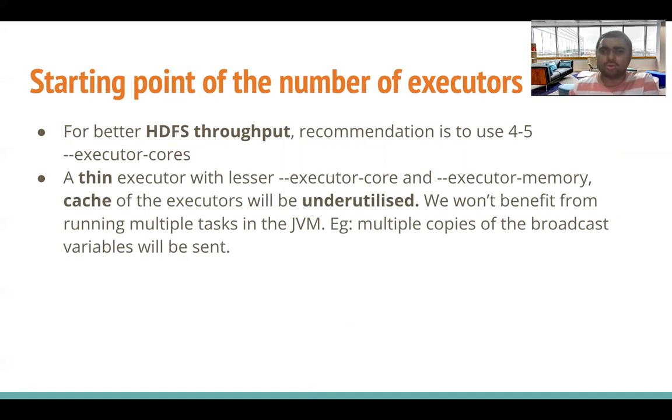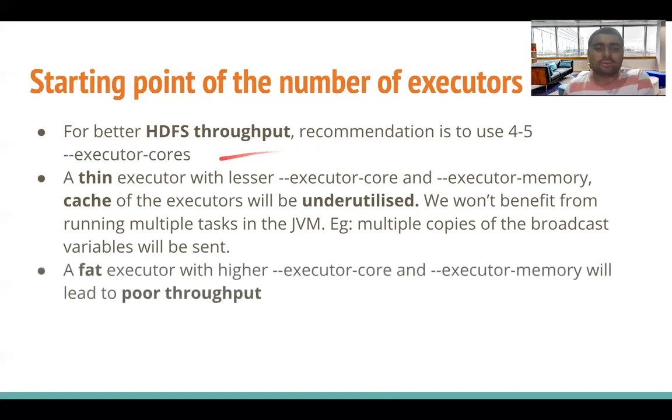On the other hand, if you choose a very fat executor, which means one executor having all the memory allocated to it, maybe all the memory of the machine, and you try to run multiple tasks in parallel, you will benefit from the caching, because the way it happens is each executor has its own cache which all the tasks share. So the caching benefit will be there, but the problem is your write throughput can be suboptimal.